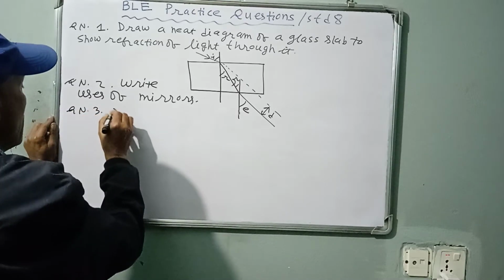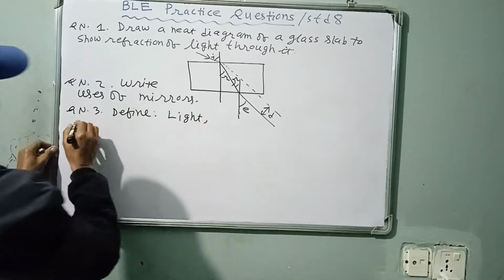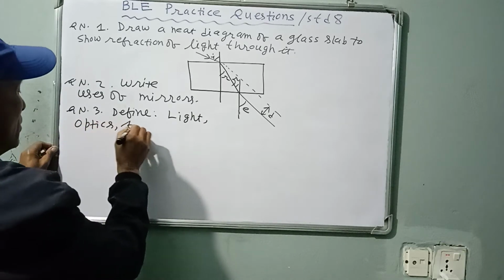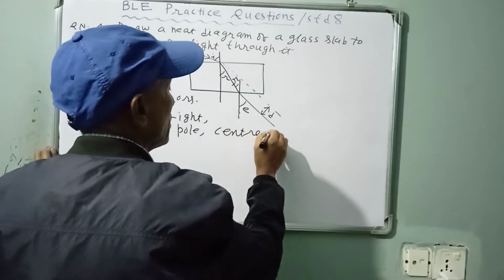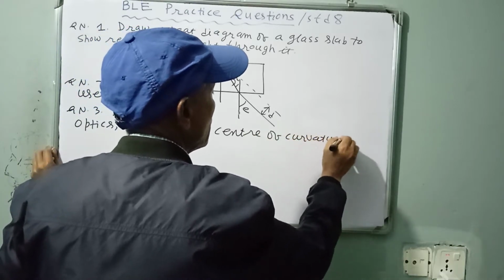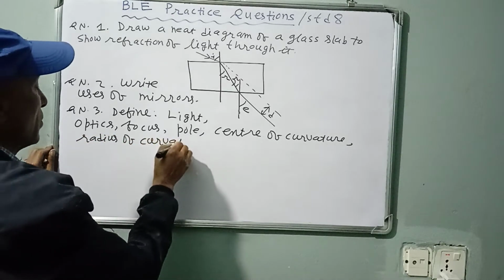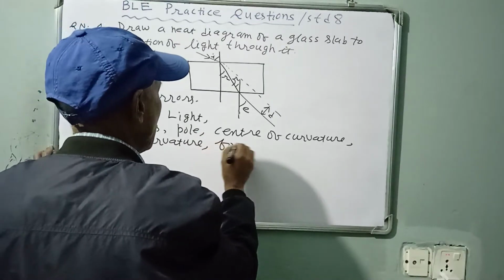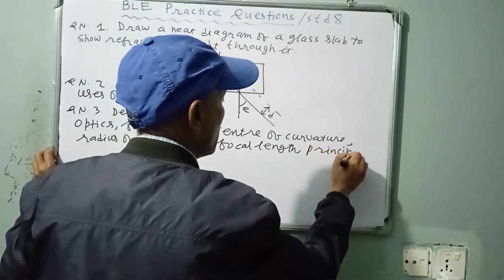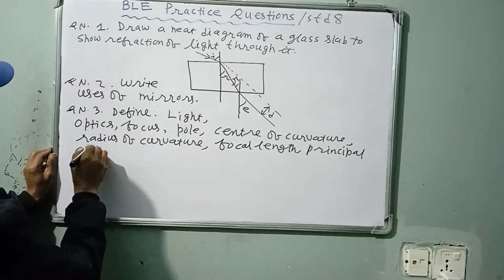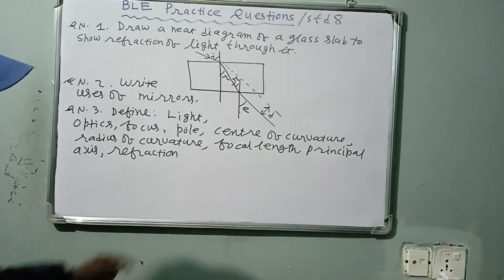Question number 3. Define the following terms: light, optics, focus, pole, center of curvature, radius of curvature, focal length, principal axis, refraction, and sometimes others as well.